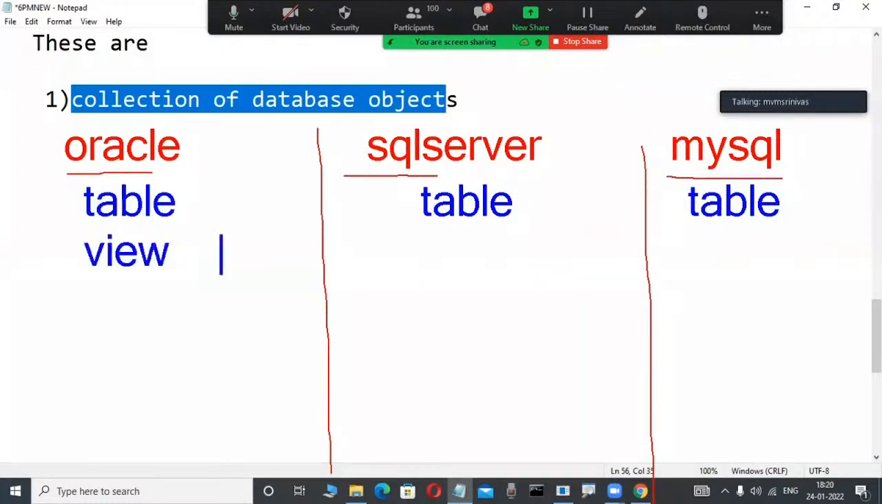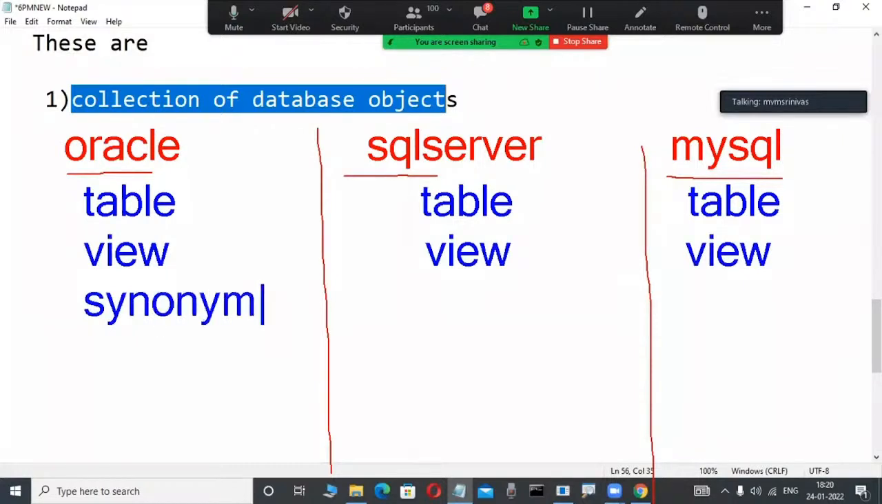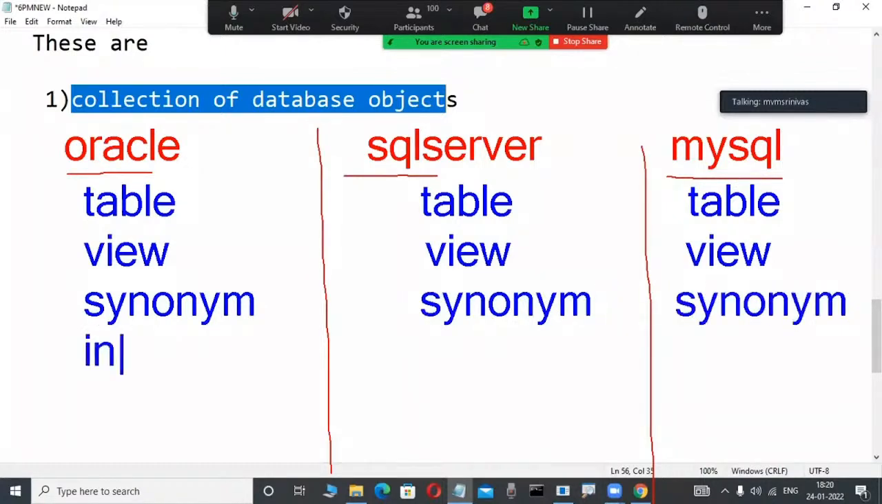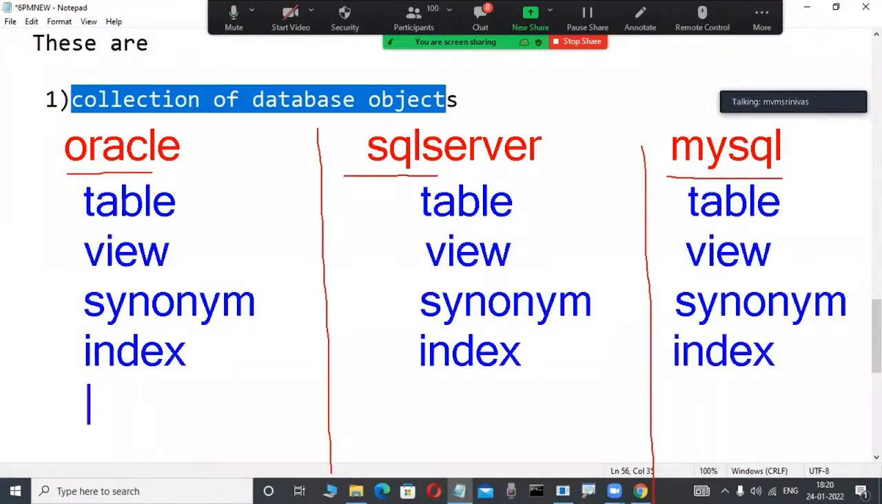Some purpose is there. View is there here also, and here also. View is a database object. Here synonym is a database object. What is synonym? What is view? We are learning, don't worry. In our course, synonym is available here also. Index is there here also. These are called objects. Okay, some terminology. Big concepts only. Okay, fine.